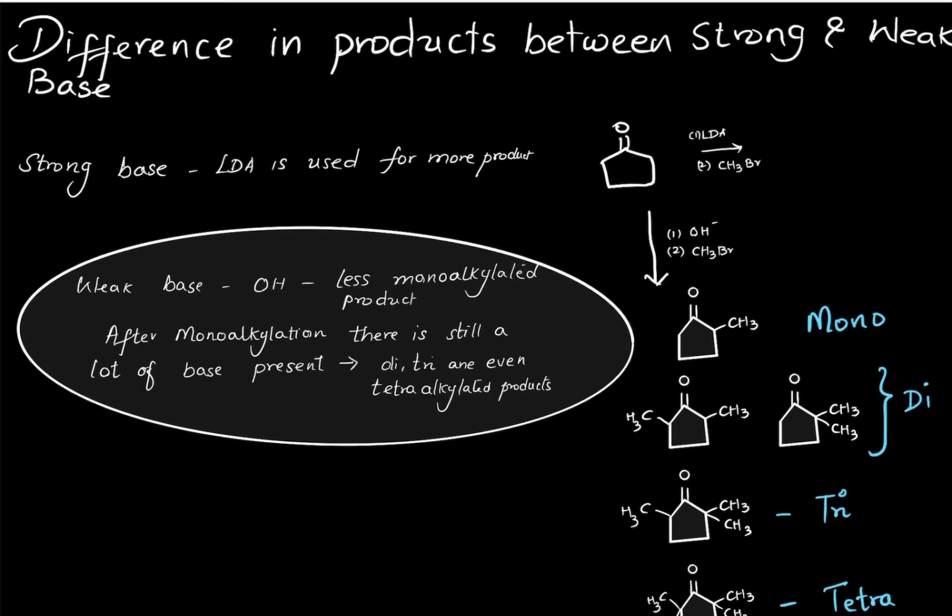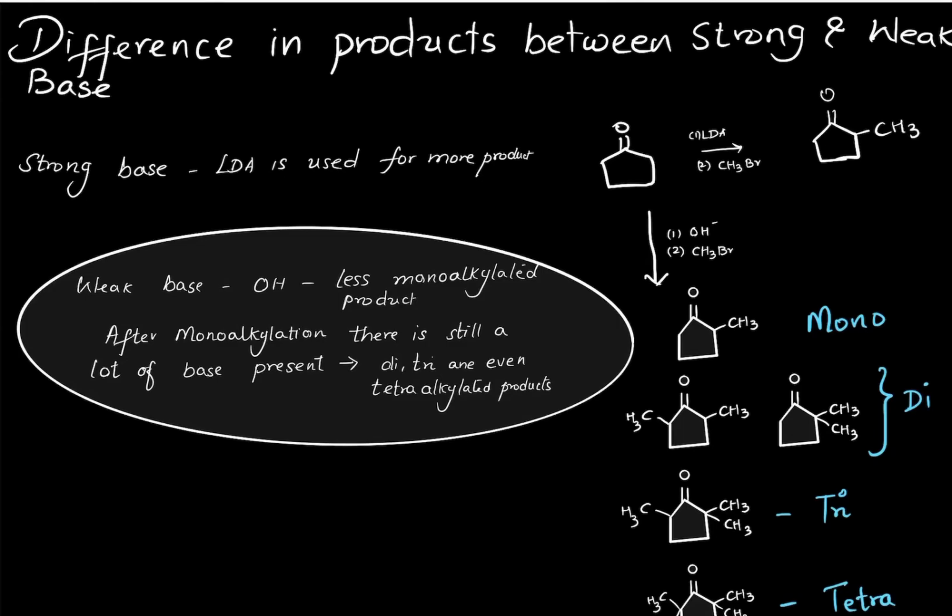Okay, what would be the difference in products when there is a strong base and a weak base? When you compare the basicity of LDA with the OH, LDA is stronger, and it is used primarily to make more of the product. So when you react cyclohexanone with LDA, you basically get only one product, and the product right here would be this, which is monomethylated cyclopentanone.